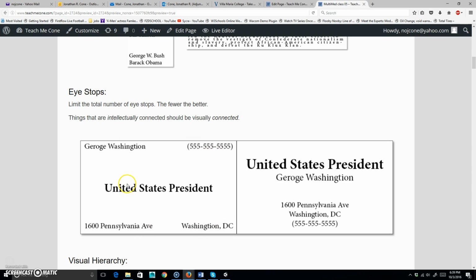So again, this goes into the whole proximity thing. What I could do instead is take United States President and George Washington. Those make sense to stick together because that's what his title is. And then if you look at this, obviously the contact information should probably be associated with each other as well, okay? And by doing that, this all makes sense as well, all right? But this also has the most significance.